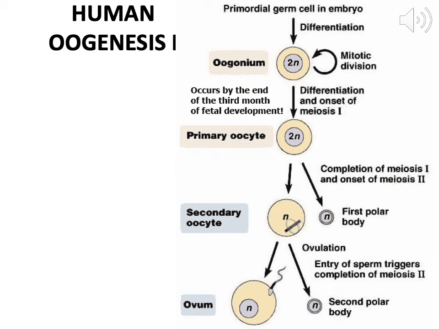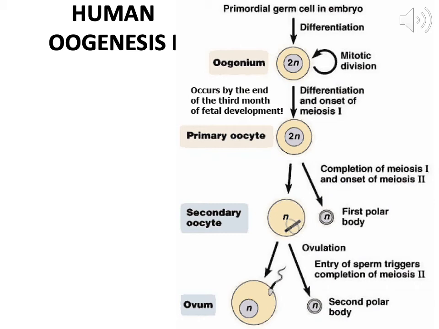If the oogonium is going to go through the process of meiosis, it becomes transformed into a primary oocyte, and the primary oocyte will then undergo meiosis 1, which will then be followed by meiosis 2, which will result in the formation of an egg cell. The primary oocyte is diploid. It undergoes meiosis 1. Now look very carefully.